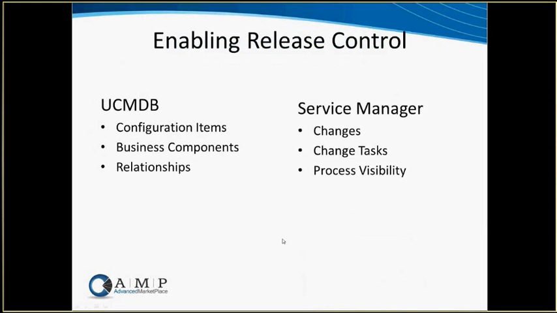Well, to enable release control, we integrate with UCMDB. And UCMDB tells us through discovery our configuration items, their attributes. It allows us to validate after a change occurs, is the actual discovered state of that CI what it's supposed to be after we make a modification. It includes business components, so applications, business services, and not just business services, but also business function alignment.